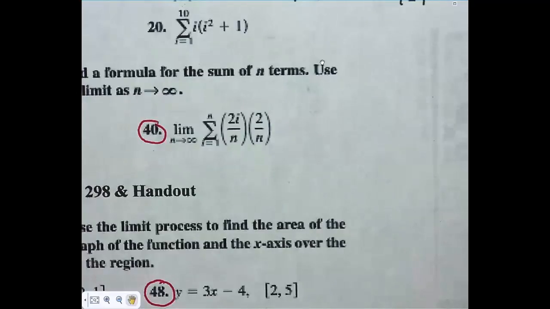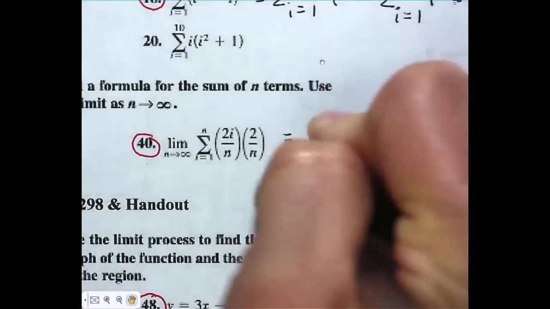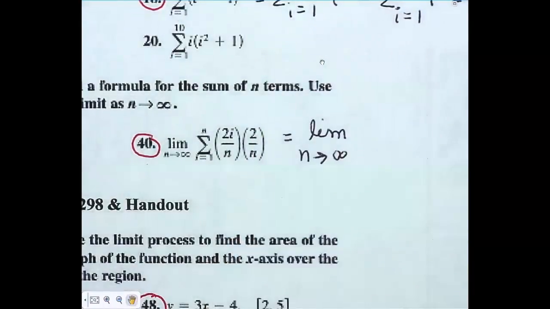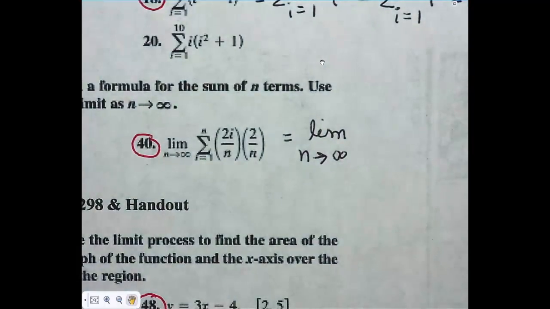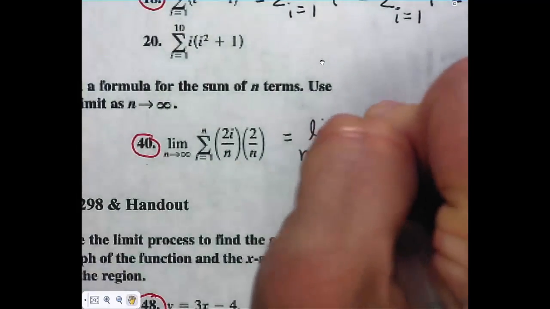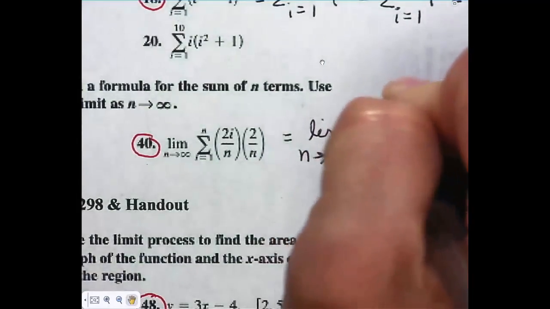All right, so we want to find a formula for the sum from i equals 1 to n of 2i over n times 2 over n. And then we want to find the limit as n goes to infinity. We're just going to keep up with that in every step so that we don't lose it. And we want the sum from i equals 1 to n.